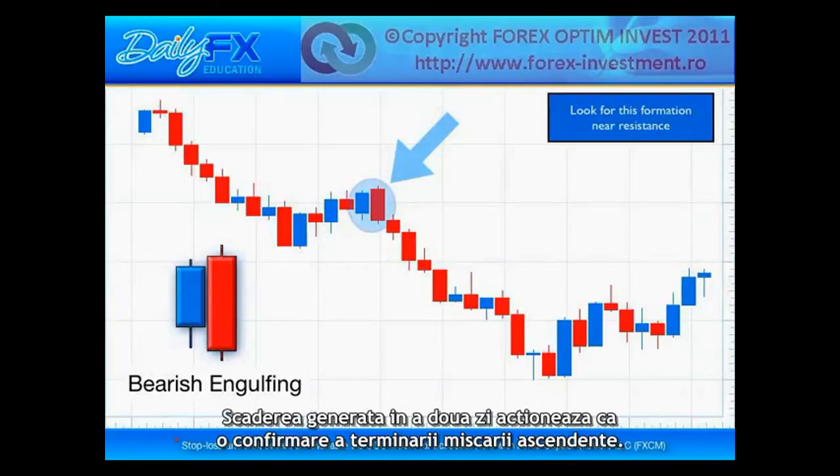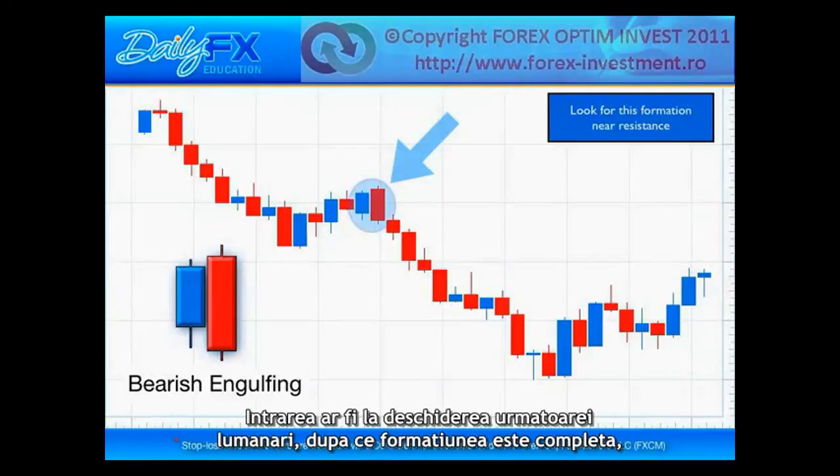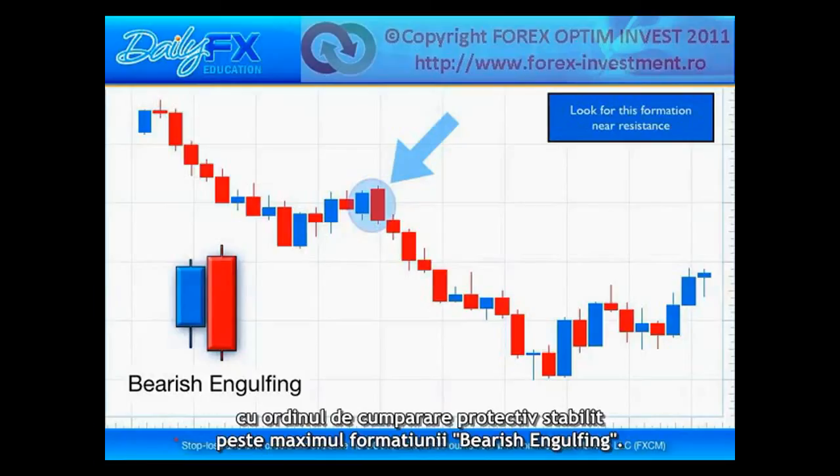The second day bear move acts to confirm the end to the move up. A bigger red candle reflects a stronger sell-off and a better chance of a reversal. Entry would be at the open of the next candle after the formation is completed, with a protective buy stop above the high of the bearish engulfing formation.